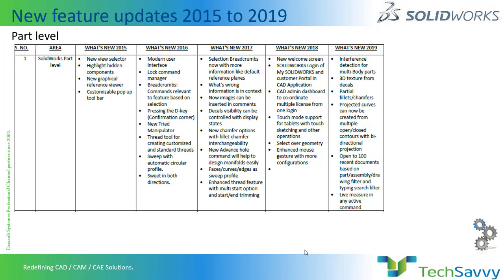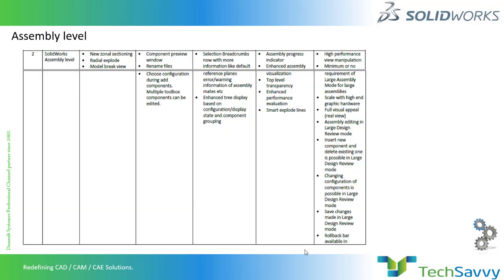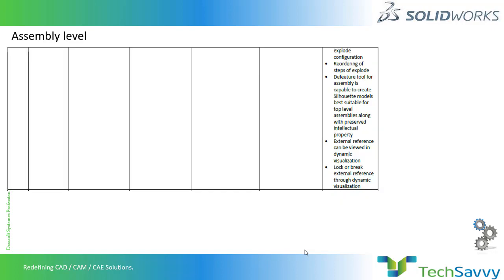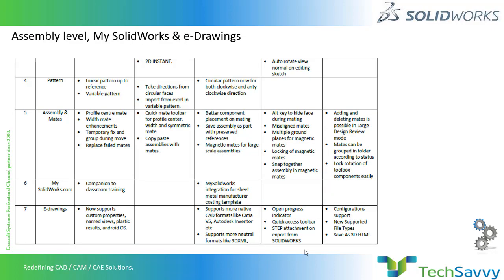If we talk about feature updates from 2015 to 2019, we have done a lot of big feature updates. At the part level, we have around 32 features added, and at the assembly level, we have around 33 new features added. In mates, we have added around 17 new features. For drawings, we have added around 23 new features.